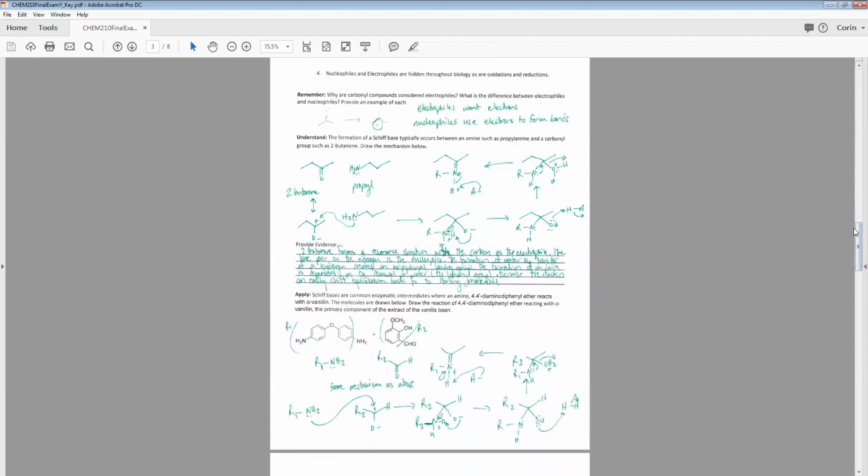So why are carbonyl compounds considered electrophiles? What's the difference between electrophiles and nucleophiles? Provide an example of each. So electrophiles want electrons. Nucleophiles use electrons to form bonds.